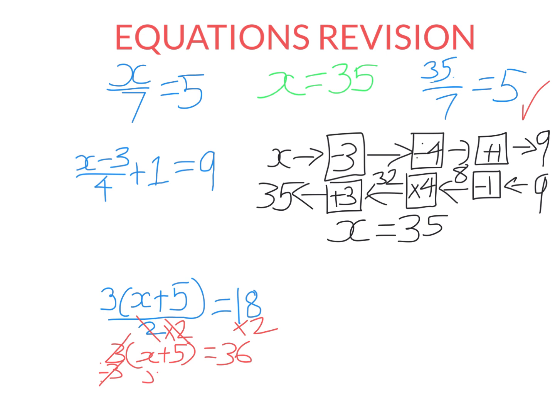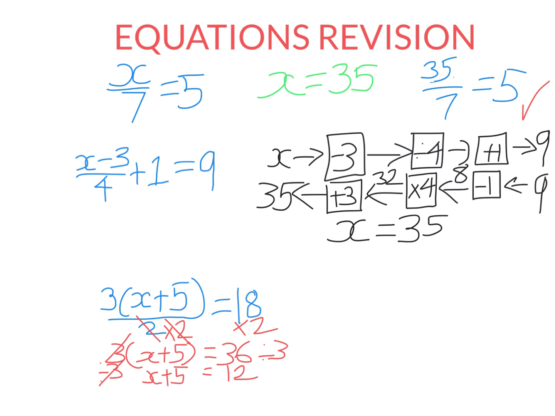So I'm left with x plus 5 is equal to, now because I divided this side by 3, I must divide this side of the equation by 3. 36 divided by 3 gives me 12. So I just have x plus 5 equals 12.